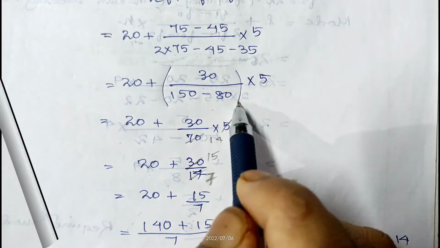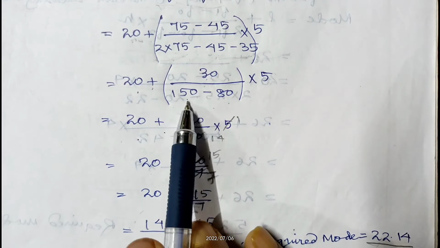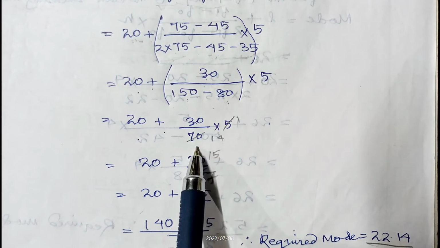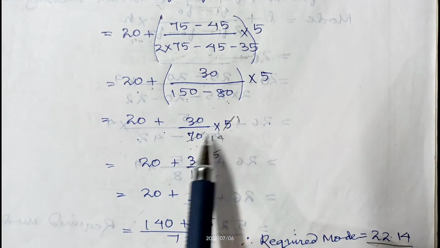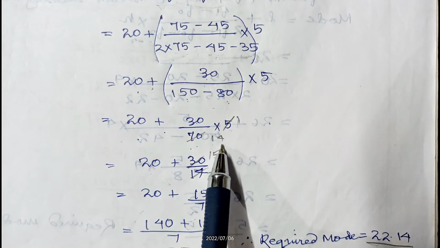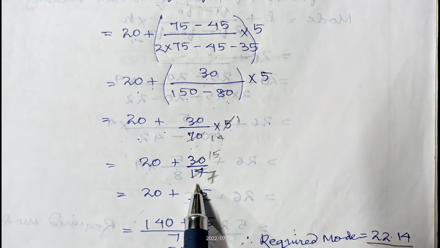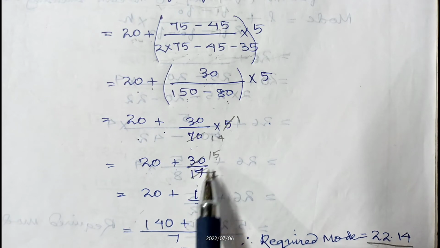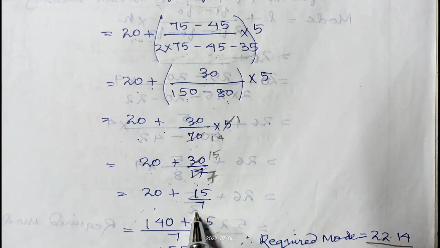If we want, we can place one bracket here. 20 plus 30, 150 minus 80, this will be 70 into 5. 5 and 70 can be cancelled. 5 14s are 70, so we got 14 here. So it will be 20 plus 30 by 14. 30 and 14 again can be cancelled by 2, so it will be 15 and this will be 7. So we are left with 20 plus 15 by 7.